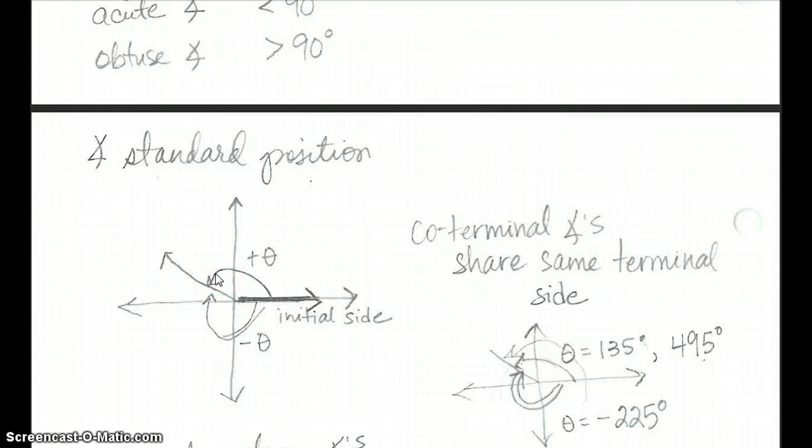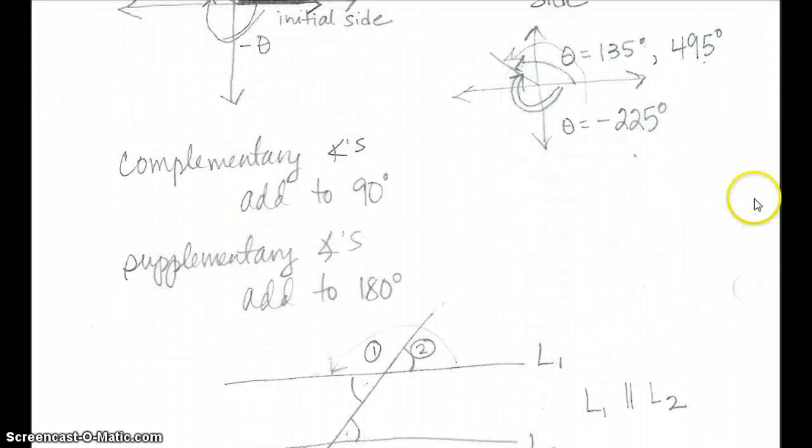But what we can see with these angles in this picture, you have the positive angle, which would be your standard, but then I can also move negative from this initial side and end up at the same terminal side. We call these coterminal angles because they share the same terminal side. So notice in this picture I have theta equals 135 degrees, but I can also have theta equals negative 225 degrees, and I'm going to end up at the same place. Definitions: complementary angles add to 90, and supplementary angles add to 180.